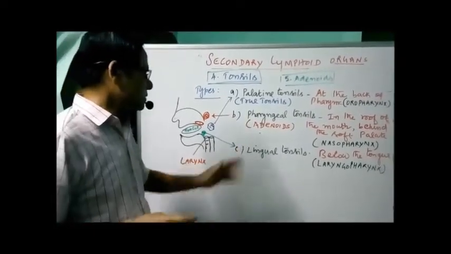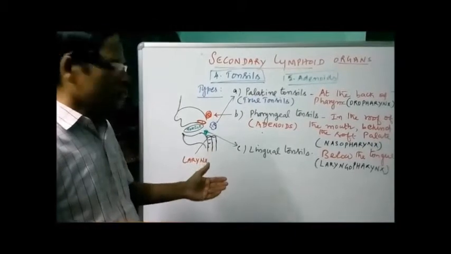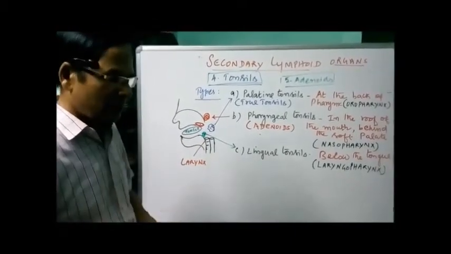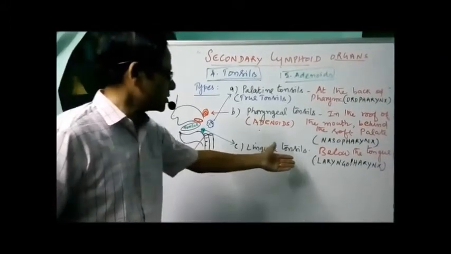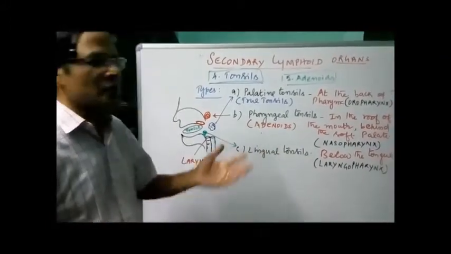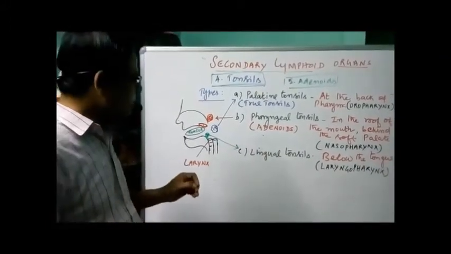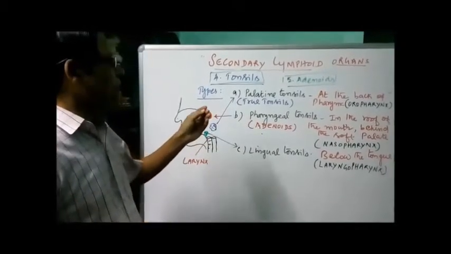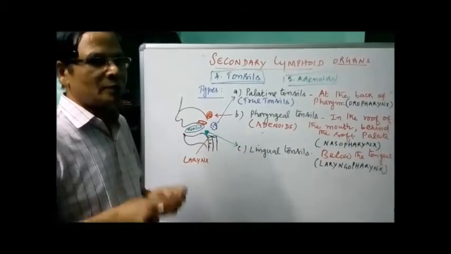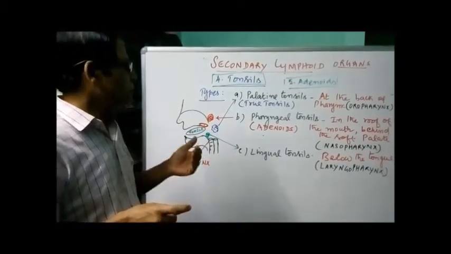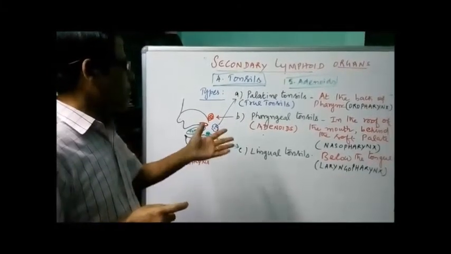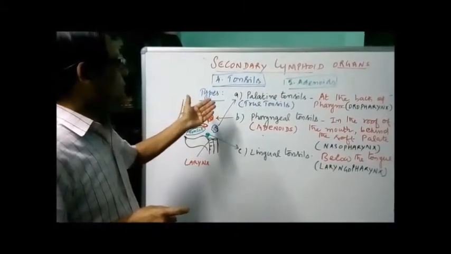Now the lingual tonsils are found just below the tongue, near the larynx, in the pharynx region. Hence the location is the laryngopharynx, below the tongue. They do not actually participate in the production of cells or antibodies. Somehow they help in preventing infection. That's about the tonsils and adenoids.